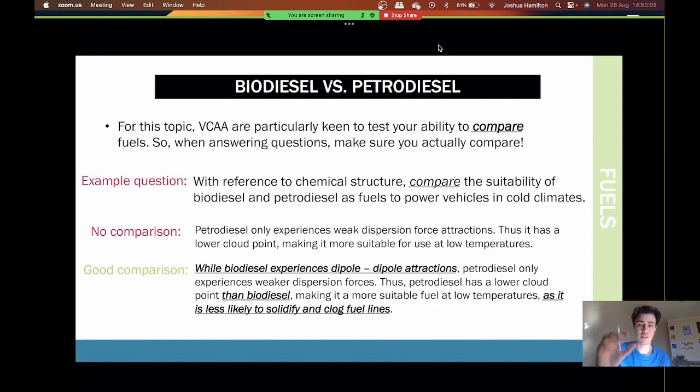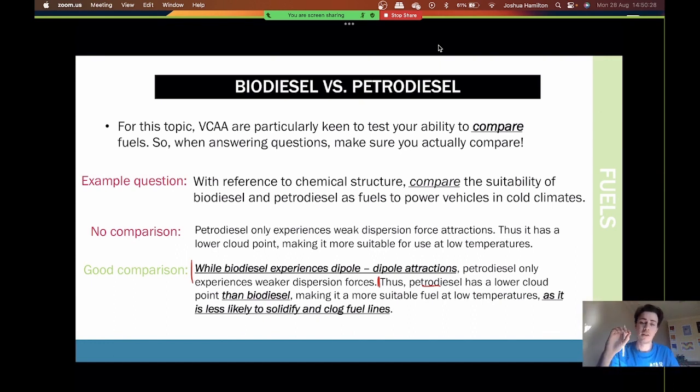And that's really important, because this would be a 2-mark question. So the 2 marks are 1 for the comparison here of the chemical structure, the chemical difference, and then the discussion of why petrodiesel was the better answer. And it's got a really good crescendo at the end. It sort of finishes off with, as it is less likely to solidify and clog fuel lines. It sort of gives that common sense ending to it.